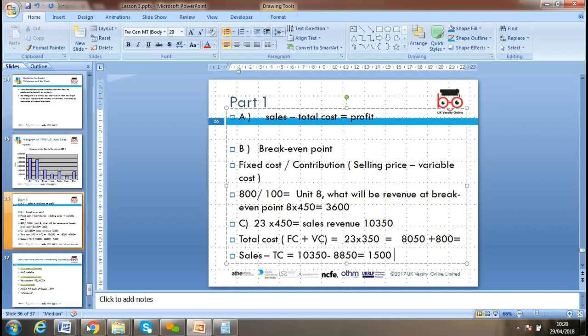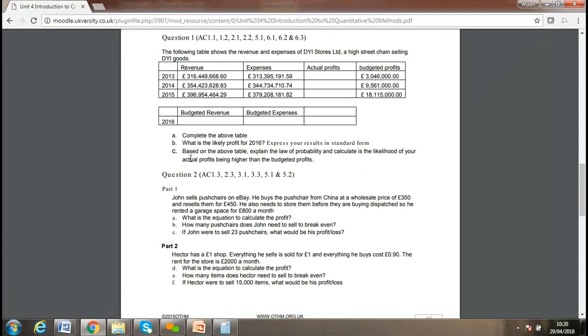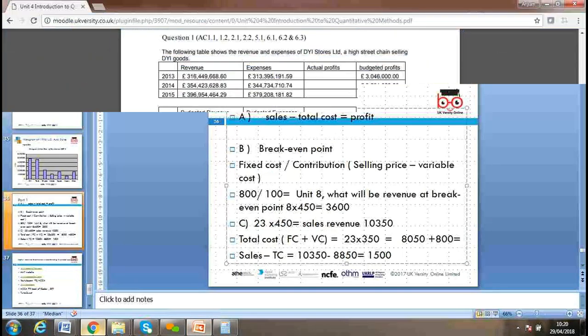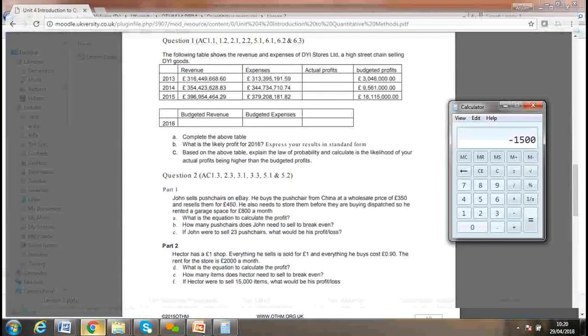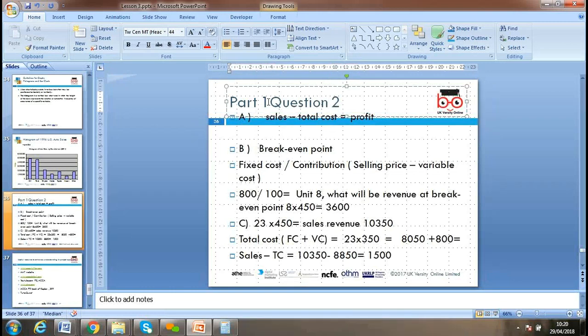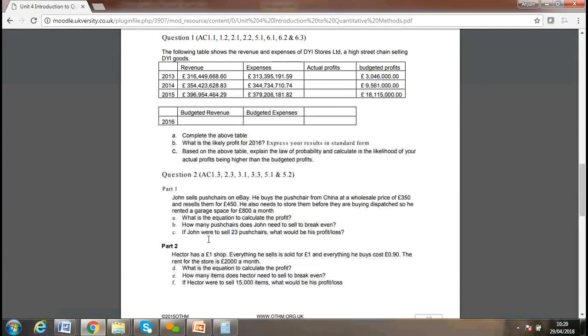So that's we finish our task, question 2. So that's question 2, part A, B, C. Any question? No. That's all. One A, B, C. So that's your question 2. That's all we need to do.